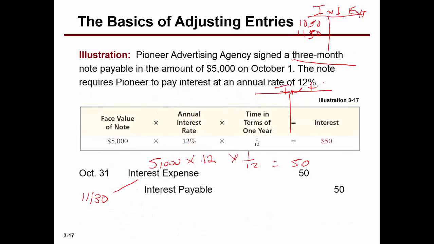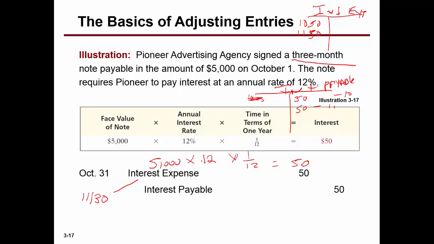Interest payable is going to be $50 here for October. Oops, but it's a payable, right? So it's a credit. $50 here for October, and $50 here for November, right?